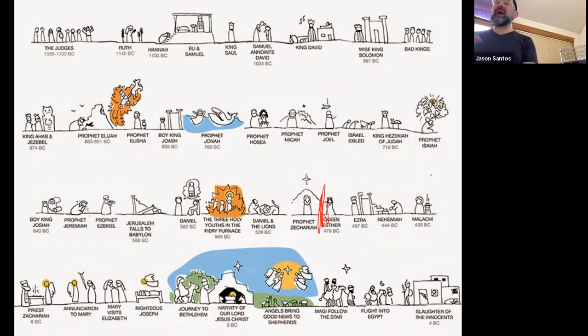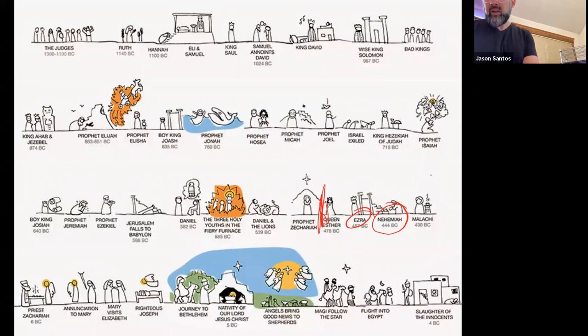As they went back, the second building of the temple was happening, and they were reestablishing. But remember, we talked about how Zechariah had to compel them to rebuild the temple because they took some time off. And when the temple was being rebuilt, you have Ezra and Nehemiah, which are thought to be written by the same people.